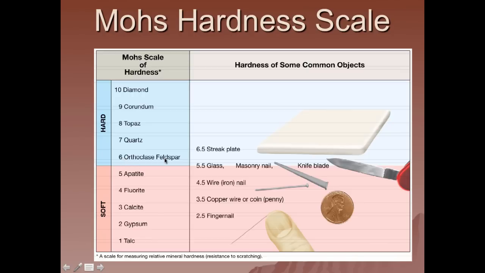Orthoclase feldspar has a hardness of 6. Now, the streak plate that I talked about that we use to determine the streak, which is another physical property, can also be a tool to measure hardness, which is a 6.5.